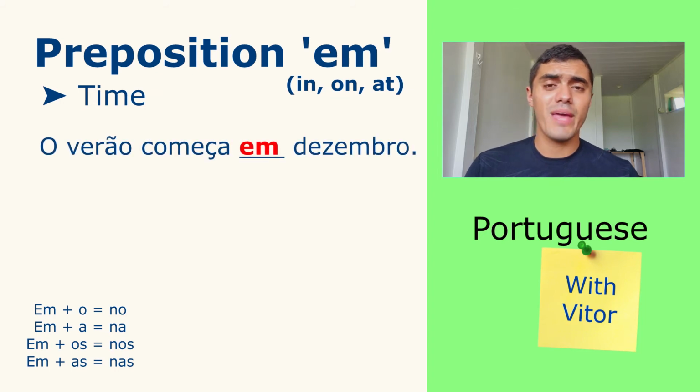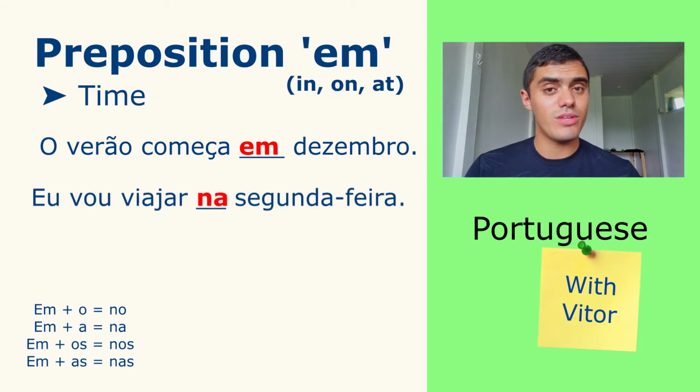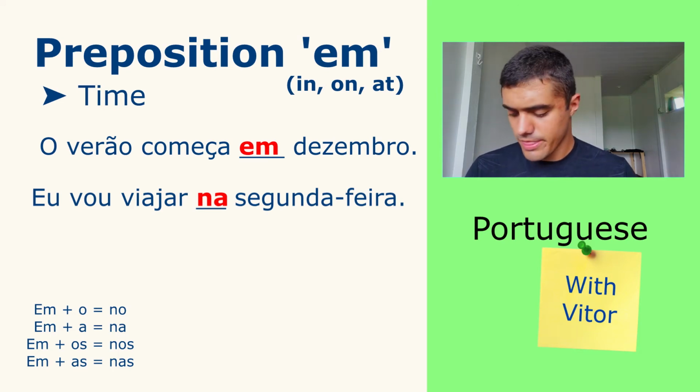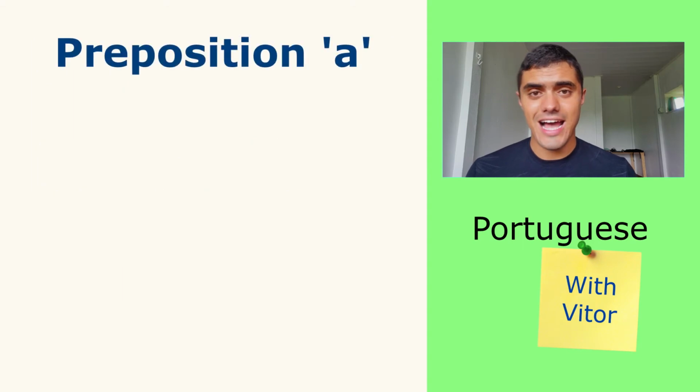O verão começa em dezembro. Summer starts in December. Eu vou viajar na segunda-feira. I will travel on Monday. Eu nasci em 1975. I was born in 1975. Okay? Let's move on to the preposition a.